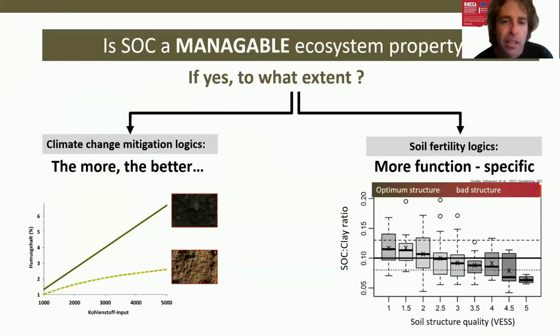And if yes, if we can increase soil organic carbon stocks, the question is, to what extent? What is the target? And there might be two different targets. One might be the climate change mitigation logic, which just says the more, the better, because the more organic carbon in the soil, the less we might have in the atmosphere in the form of CO2. The other logic is the soil fertility logic, which I guess for agriculture is the key logic. Improving soil organic carbon will improve several ecosystem and soil health properties, which are relevant for agricultural production. And the targets, the levels of improving soil organic carbon, might be different ones. So if we can manage soil organic carbon, we still have to define clearly what our targets are.